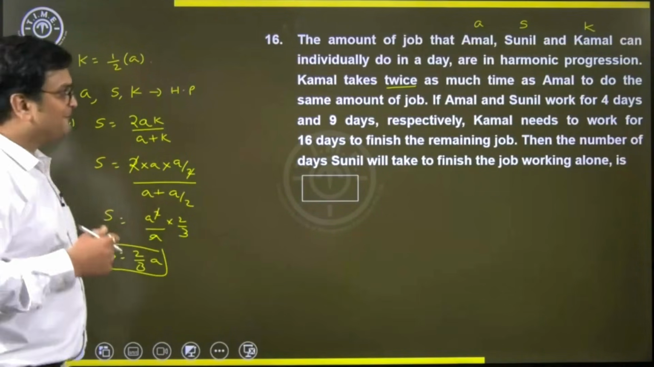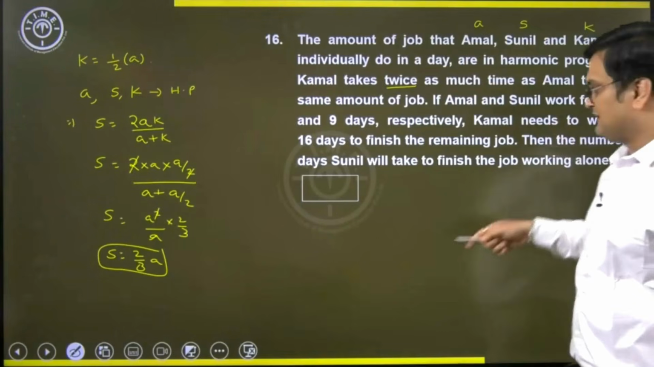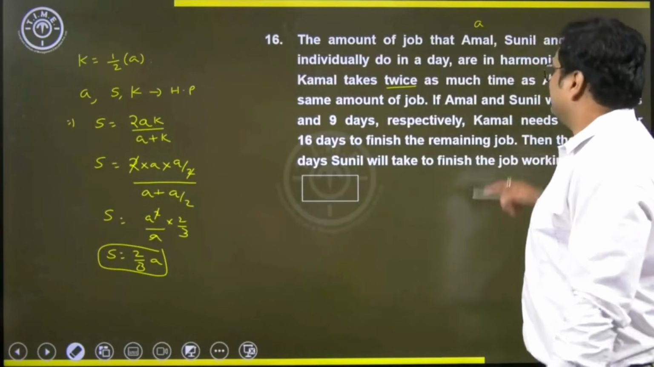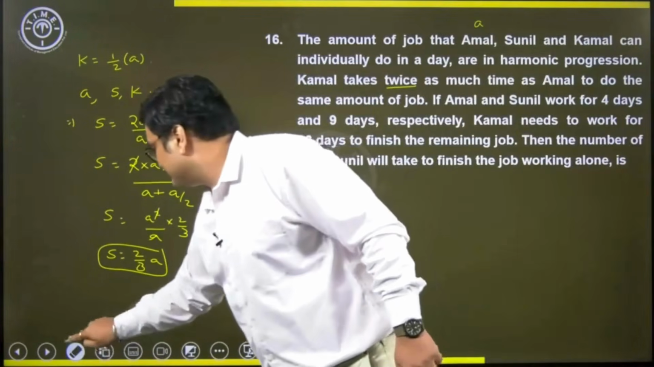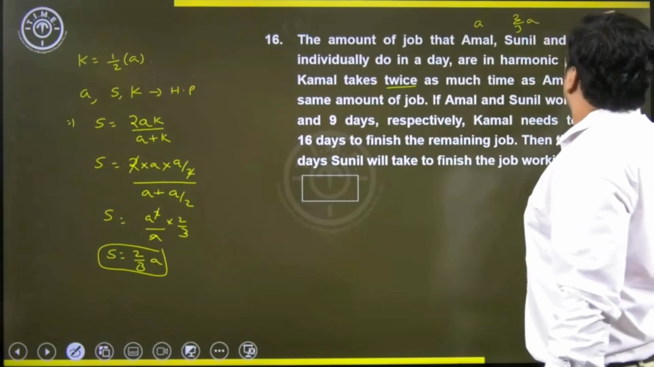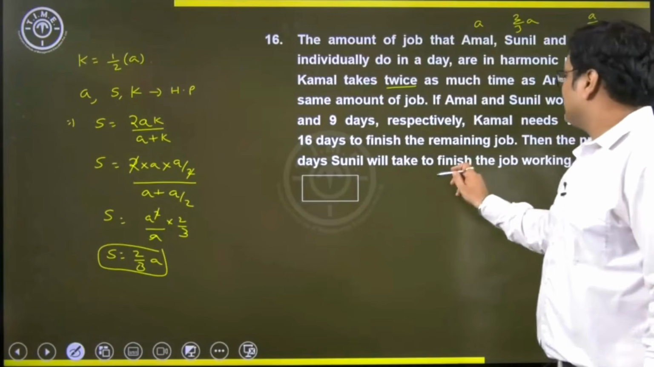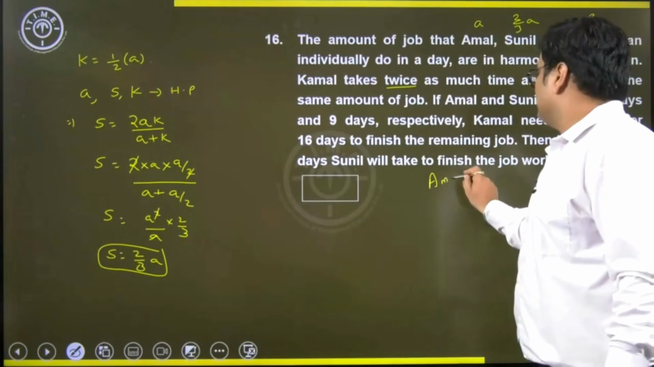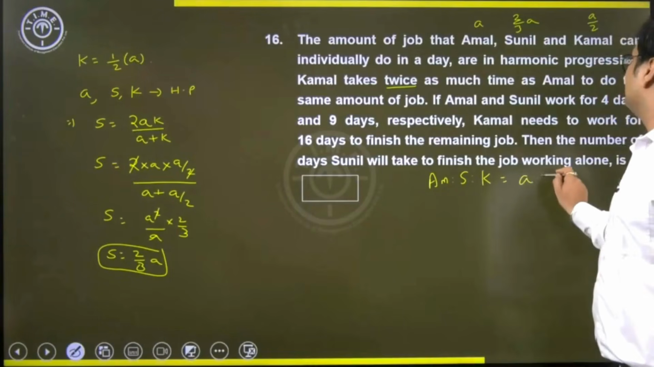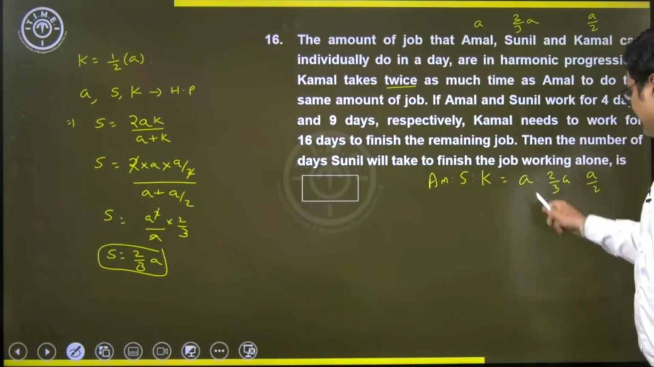Now please combine all the three. So I know Amal's efficiency is A only. What about Sunil's efficiency? It is 2/3 A. So can I replace this S by 2/3 A, and K is A by 2 directly. So if I ask you what is the ratio of their efficiencies, can I say Amal is to Sunil is to Kamal, the ratio of their efficiency is A is to 2/3 A is to A by 2. Now let's multiply throughout by 6 and we can cancel out this A anyway.